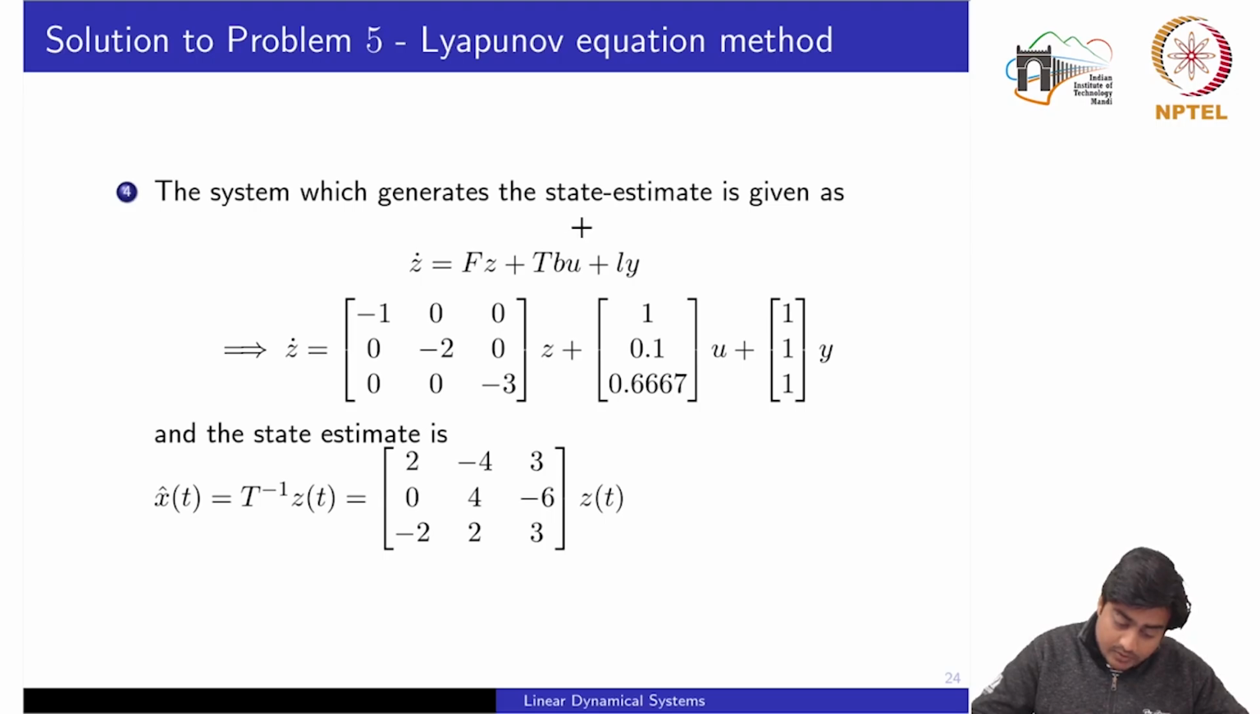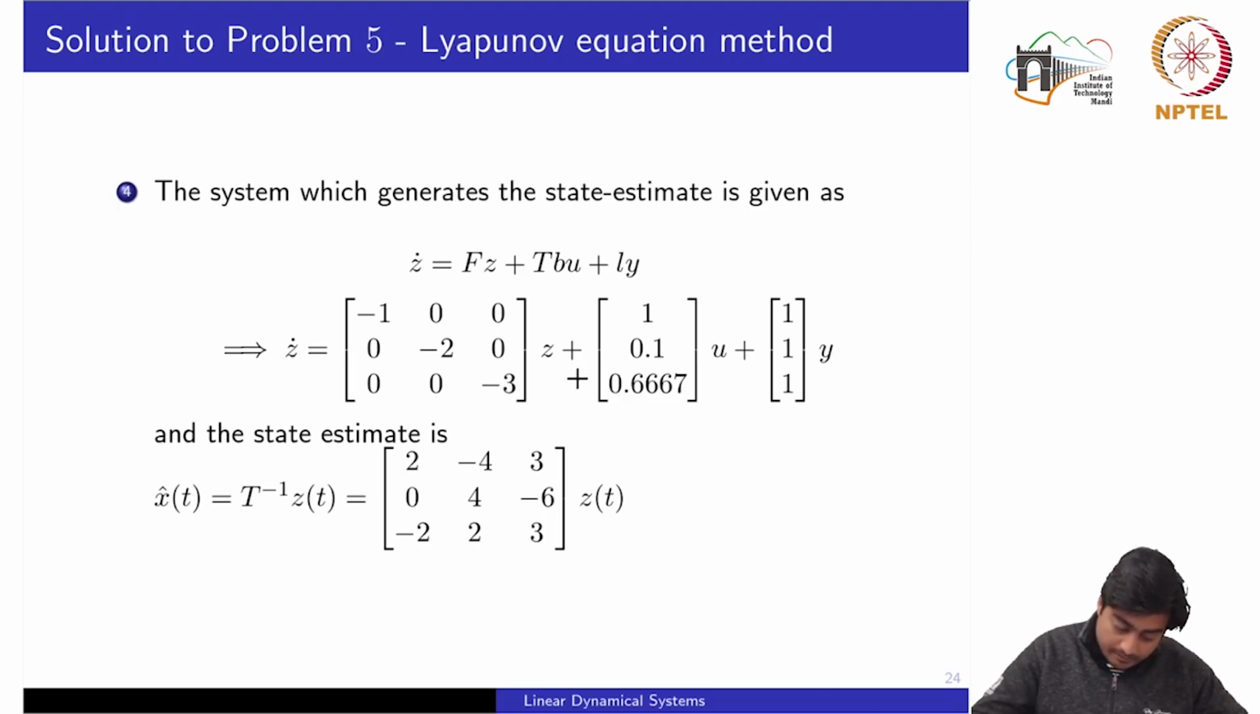Now the observer, if you recall, was given by the state equation z dot is equal to F z plus T B u plus L y, and the state estimate is given by the inverse of the T matrix times z of t. So substituting the matrices computed using the steps we had seen earlier, we can now go directly to the simulations.